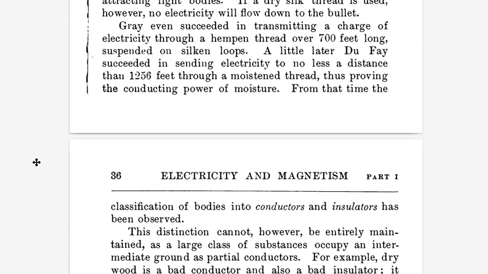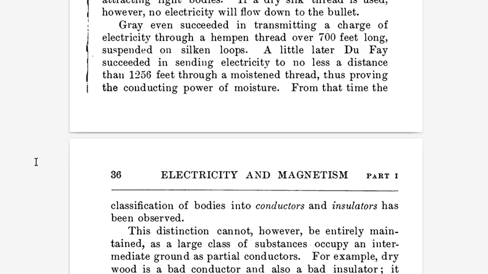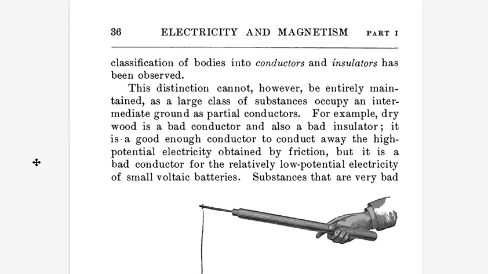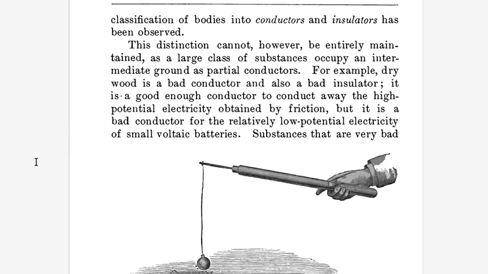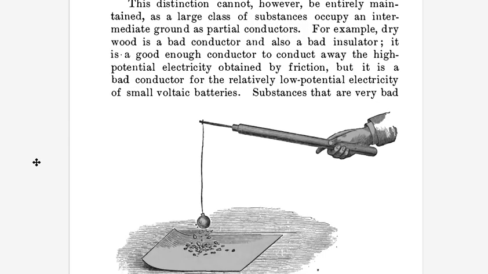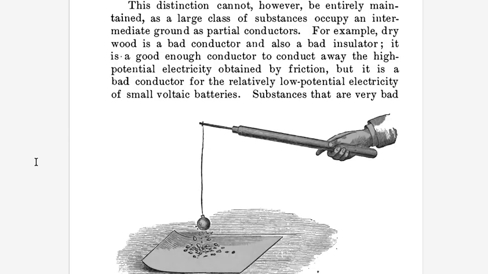Gray even succeeded in transmitting a charge of electricity through a hempen thread over 700 feet long, suspended on silken loops. A little later Dufay succeeded in sending electricity to no less a distance than 1,256 feet through a moistened thread, thus proving the conducting power of moisture. From that time the classification of bodies into conductors and insulators has been observed. This distinction cannot, however, be entirely maintained, as a large class of substances occupy an intermediate ground as partial conductors.